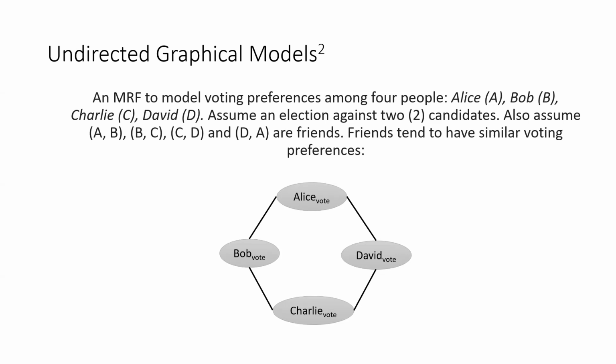So Alice is friends with Bob, Alice is friends with David. Also, Bob and David are not friends. Bob is friends with Charlie, and David is friends with Charlie, excuse me. Here we make an assumption that is usually made, I think it's called homophily in social networks: that usually you interact with people of similar preferences. So the assumption we make is that if people are friends, they probably have similar voting preferences.